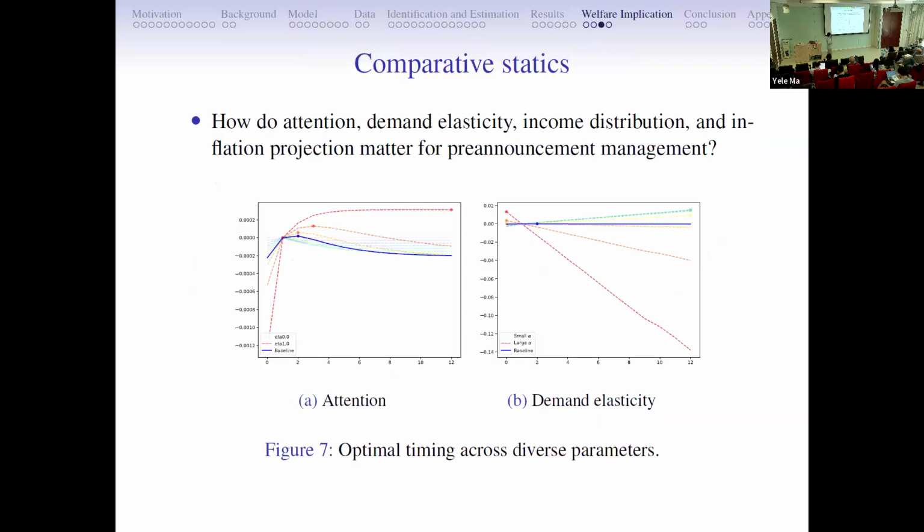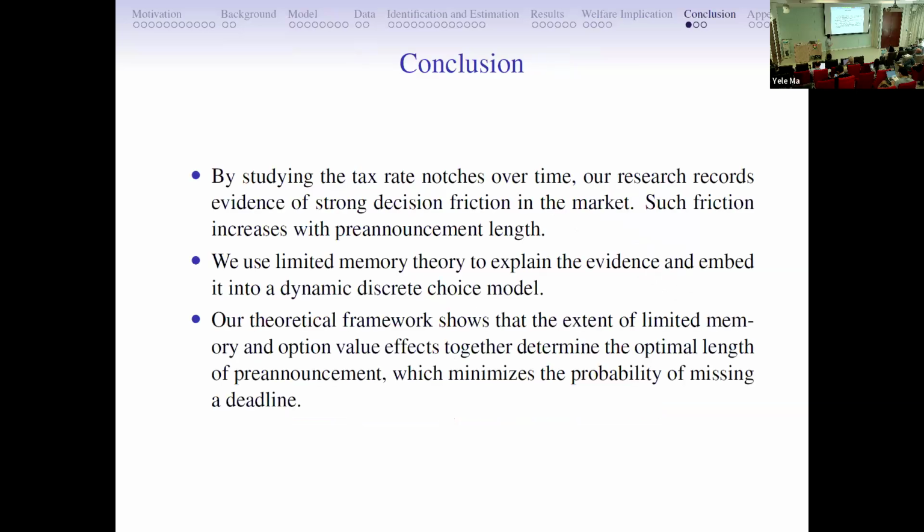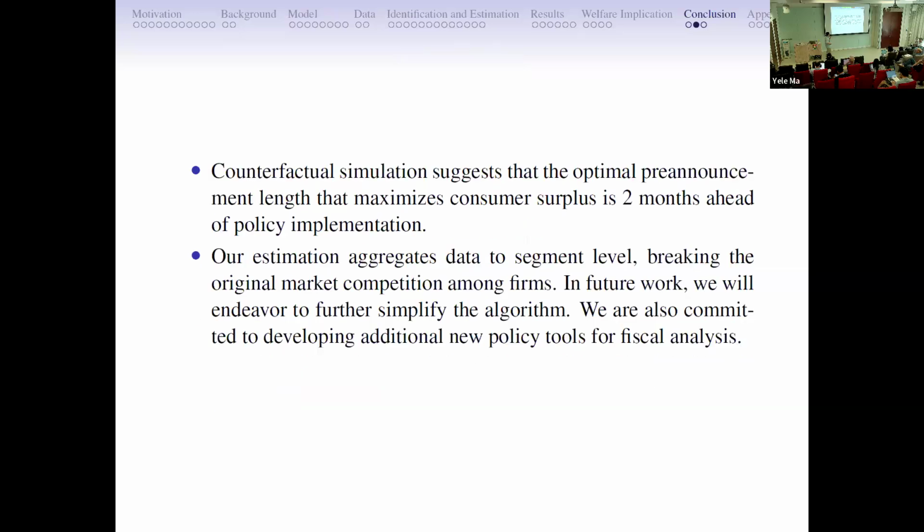Okay. Due to the time limit, I skip something here and just highlight something in our conclusion. In our paper, we find that there is some behavioral bias in household decisions, and we identify the level of inattention. We later further propose another policy improvement direction, and something that was also further discussed.